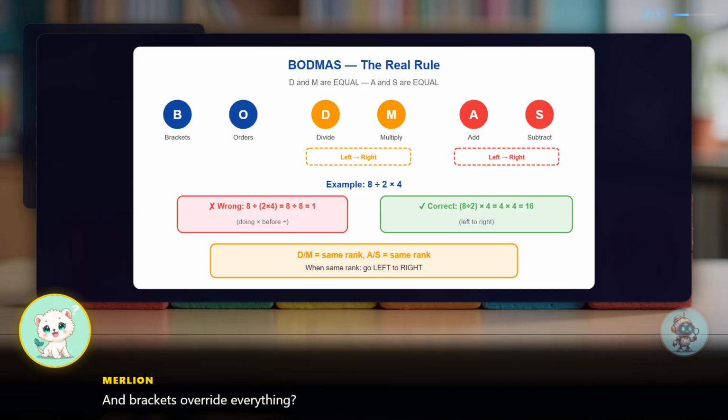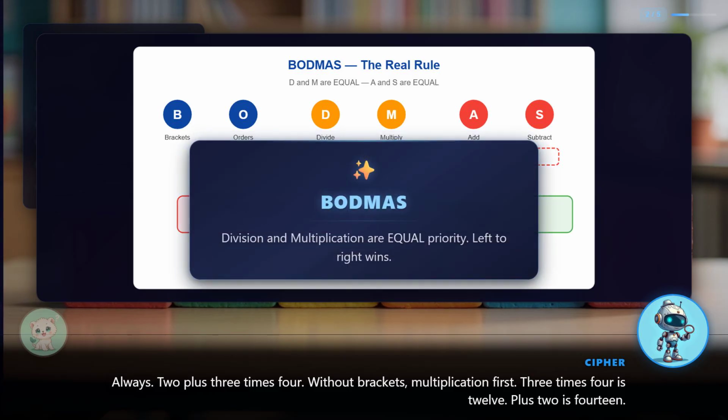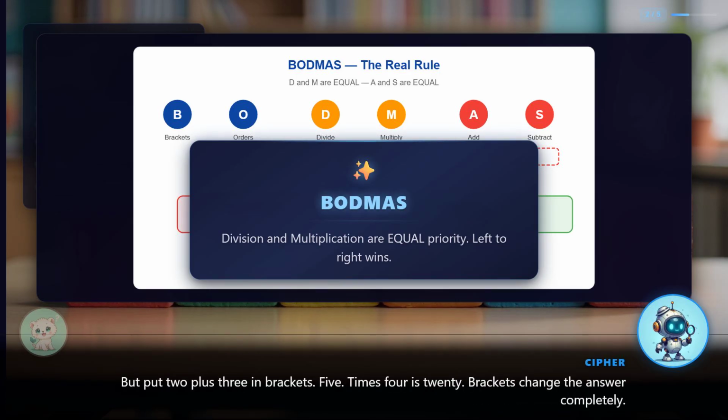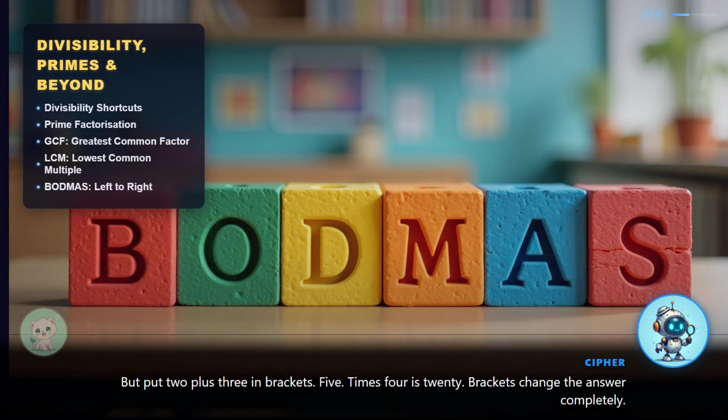And brackets override everything? Always. 2 plus 3 times 4. Without brackets, multiplication first. 3 times 4 is 12. Plus 2 is 14. But put 2 plus 3 in brackets. 5 times 4 is 20. Brackets change the answer completely.